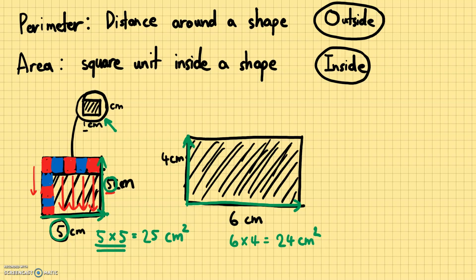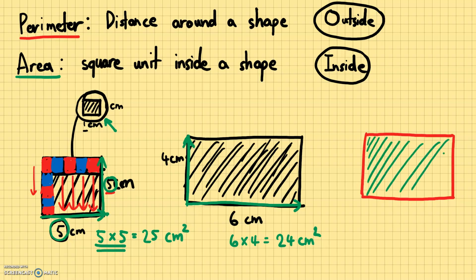Okay, so that's the difference between area and perimeter. The perimeter talks about the outside, so let me underline the perimeter here with red. The perimeter talks about the outside. Okay, let me use green for the area. The area talks about the inside. Okay, perimeter is the outside part. Outside part, perimeter. Inside part is the area.